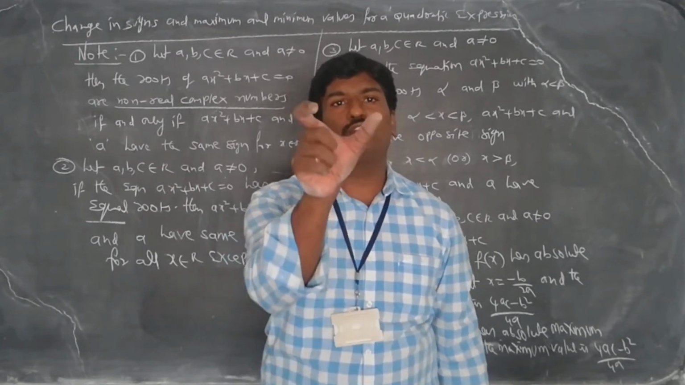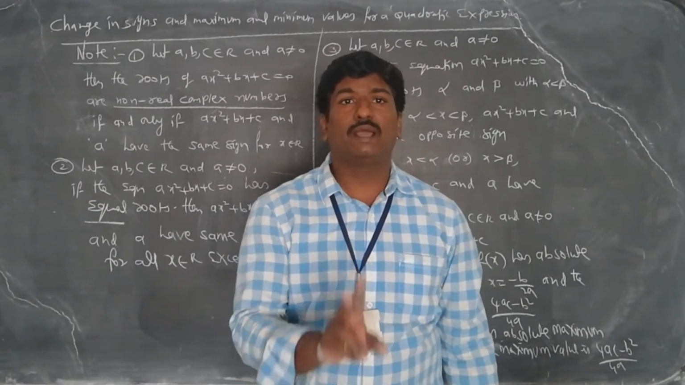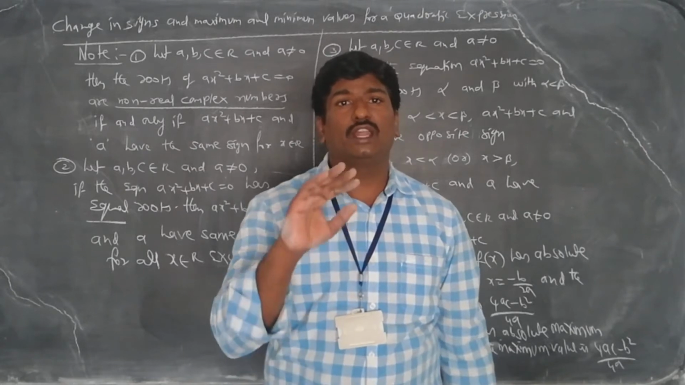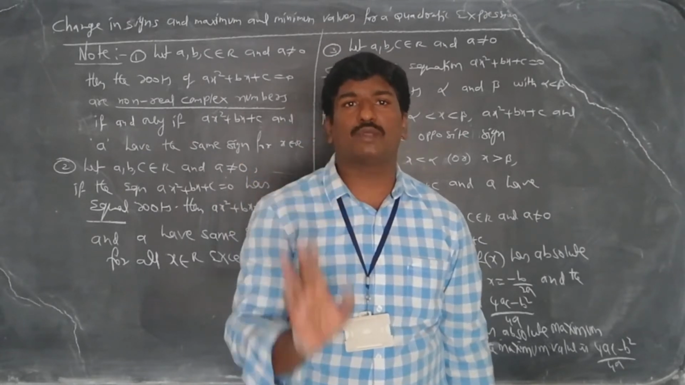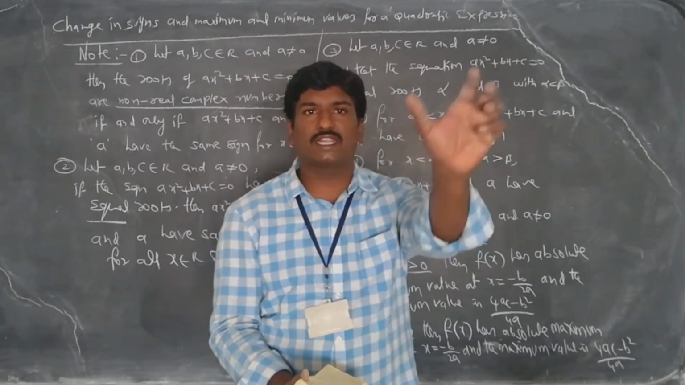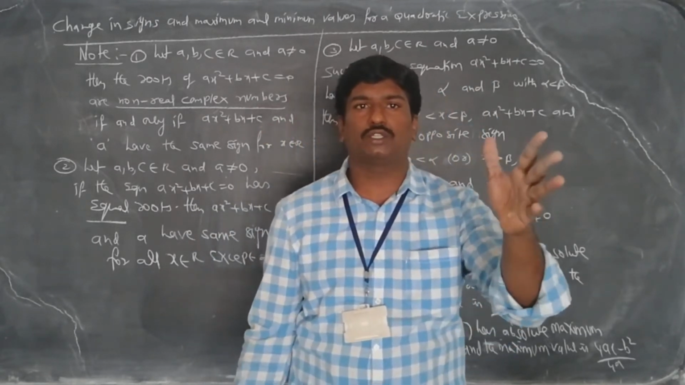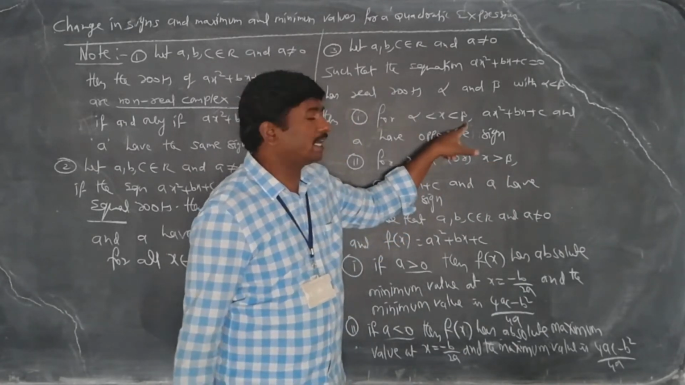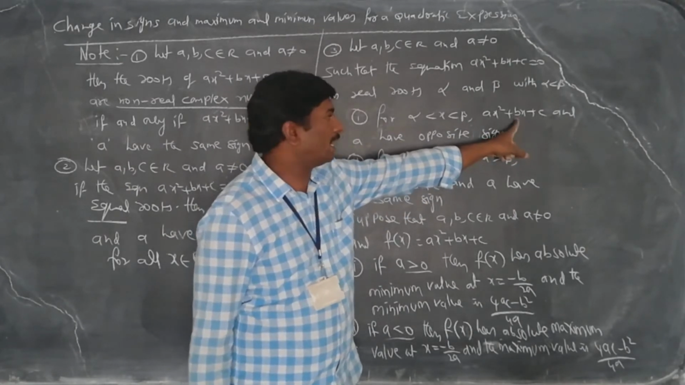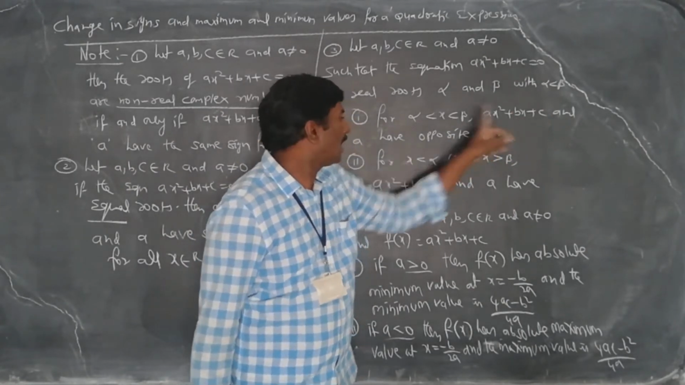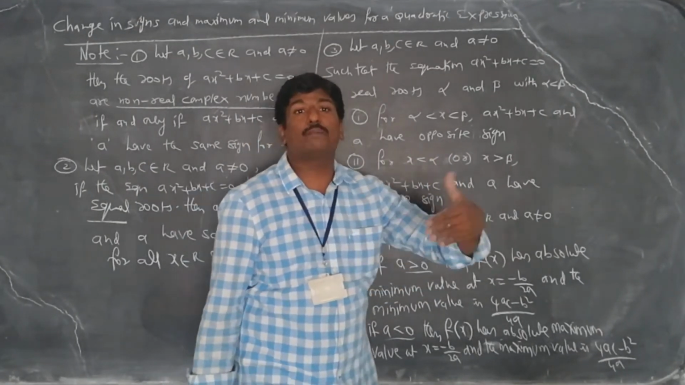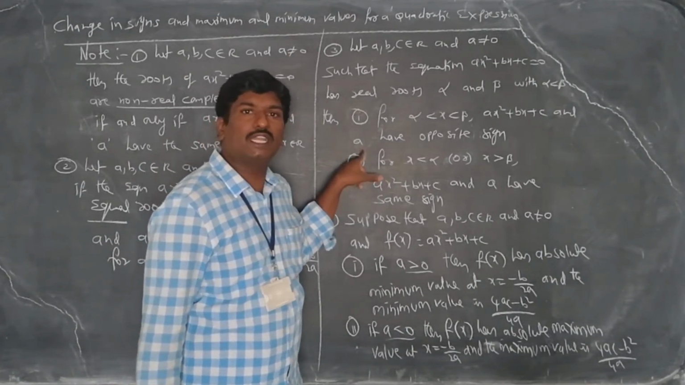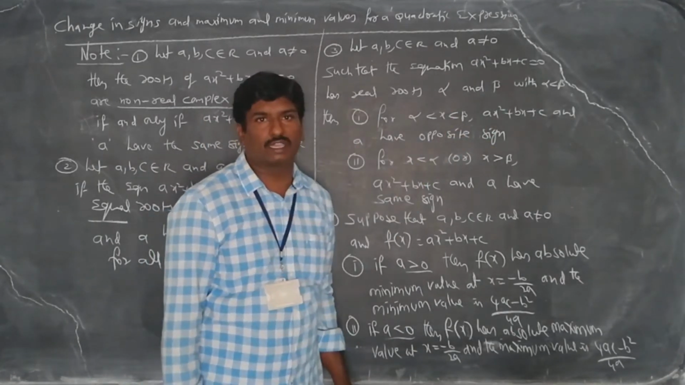For that you have to factorize the quadratic expression. By that you will get the two real roots. Now you have to check whether they have the same sign or opposite sign. So you factorize the equation, get the two real roots, and check. In this condition, for alpha less than x less than beta, the expression ax square plus bx plus c and a have opposite sign. Here we are discussing the expression and a. Here what is a? A is the coefficient of x square.